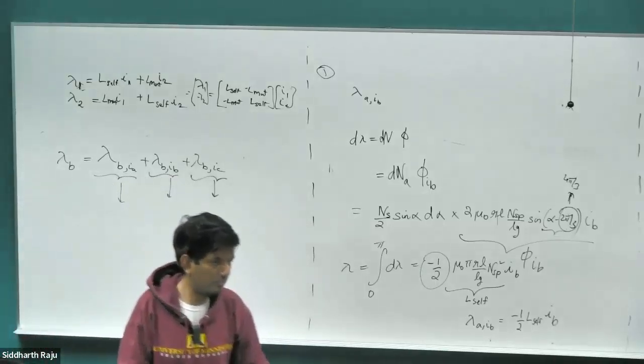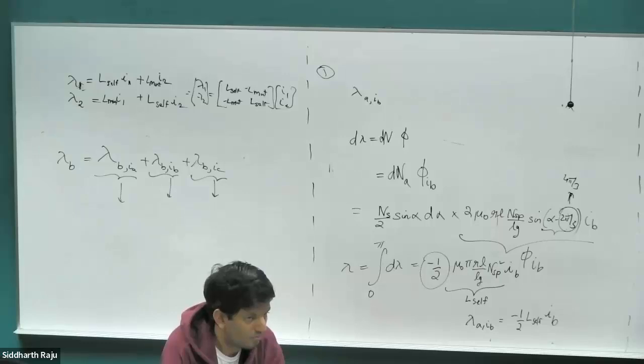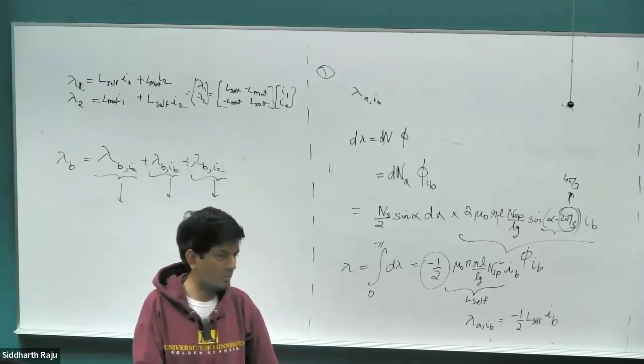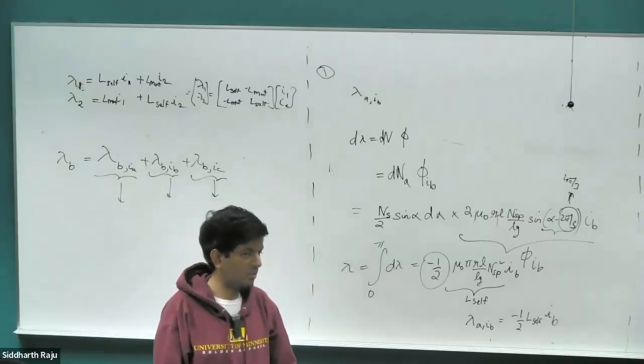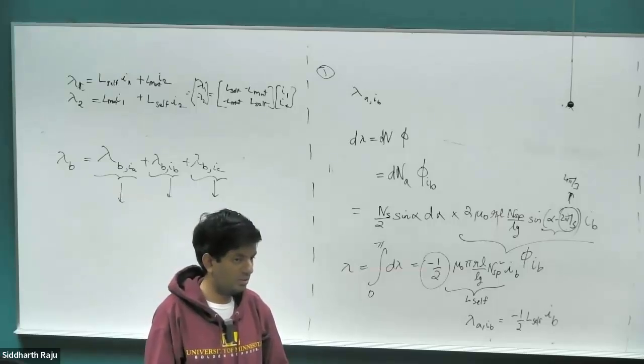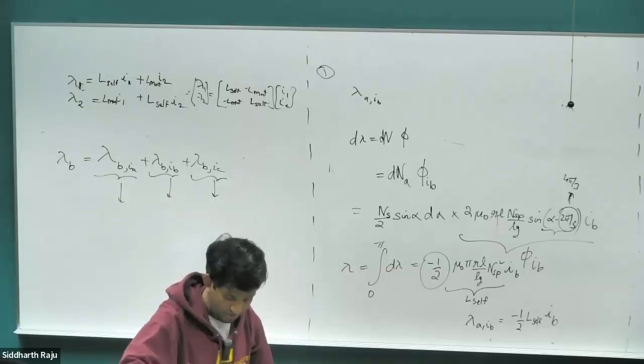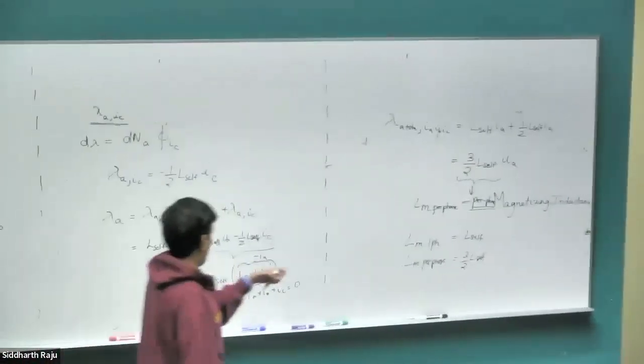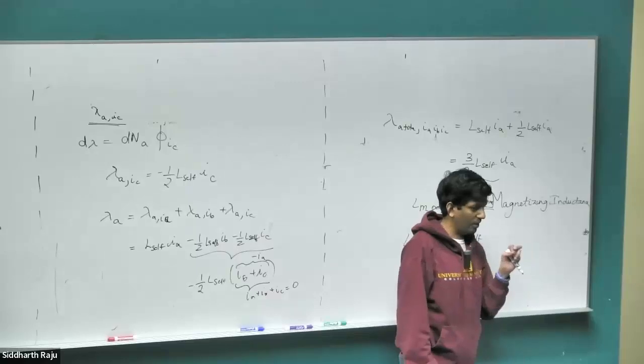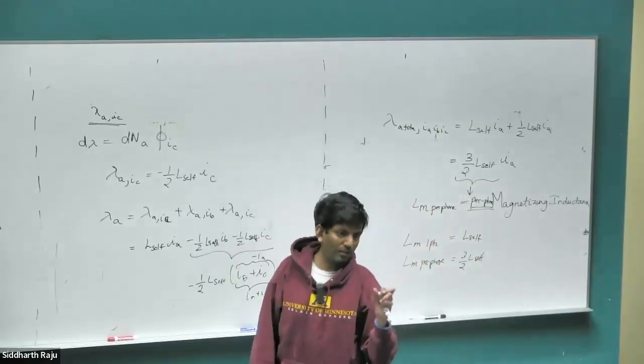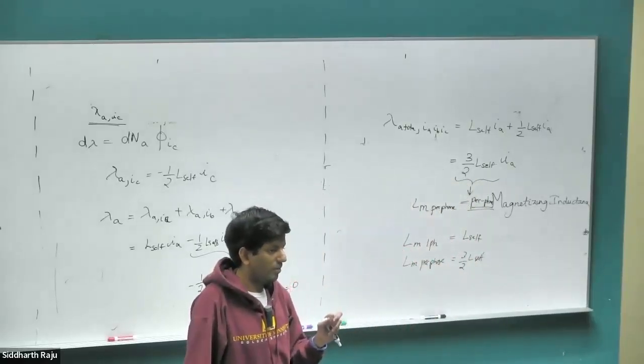Yep, Olivia. I have a question. So you say LM one phase equals L self, and then LM per phase is 3/2 L self. I think I got lost. What's the difference between the two? LM1 phase is just the inductance of the A phase coil due to the current in its own coil. That's the self-inductance.